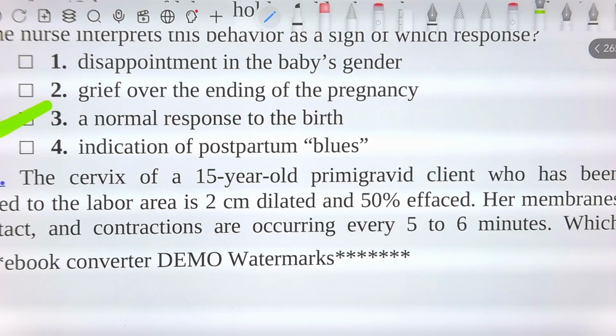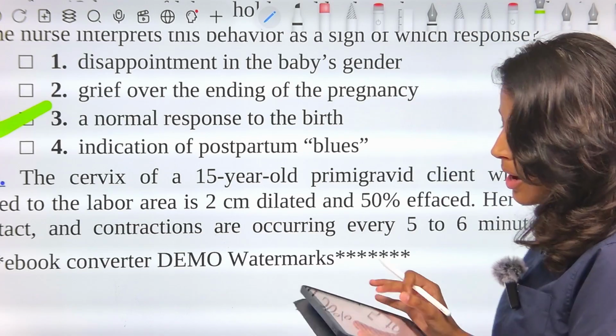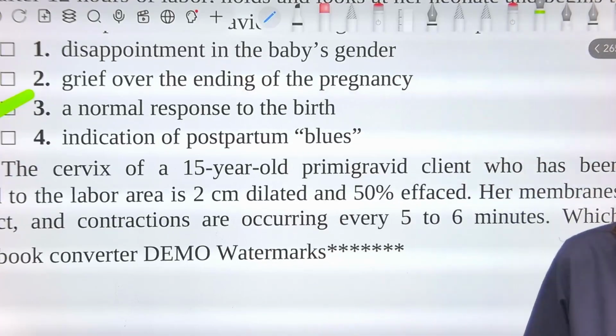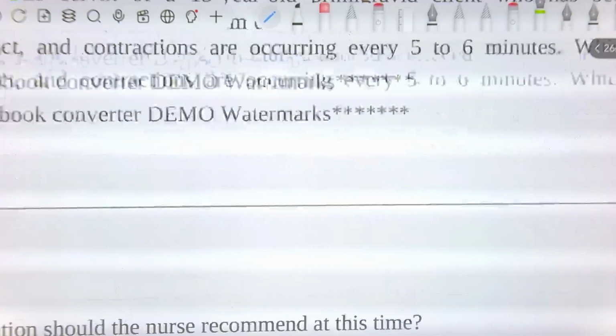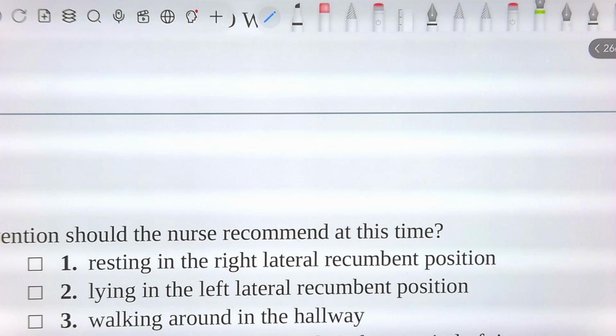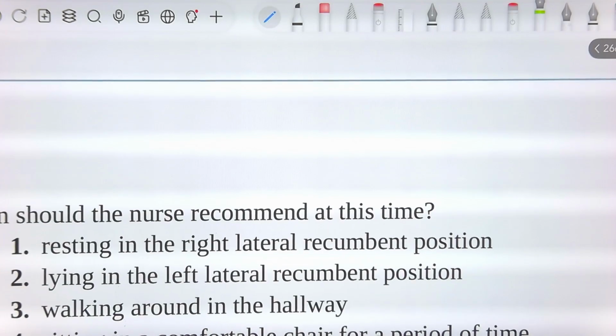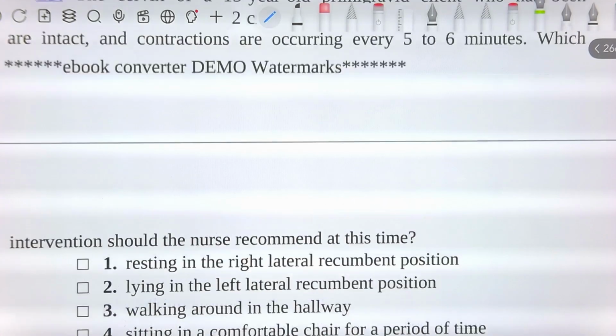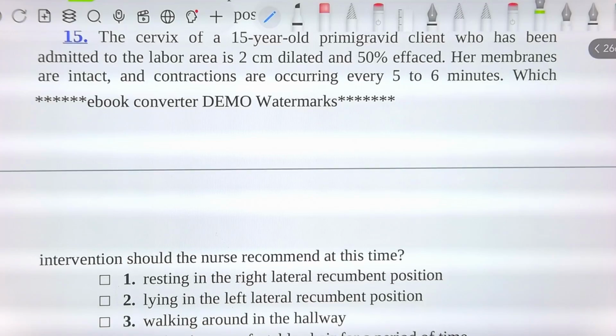15th question. The cervix of a 15-year-old primary gravid client who has been admitted to the labor area is 2 centimeters dilated and 50 percent effaced. Her membranes are intact and contractions are occurring every 5 to 6 minutes. Which intervention should the nurse do at that time? Read all the options. So what can be the right answer?